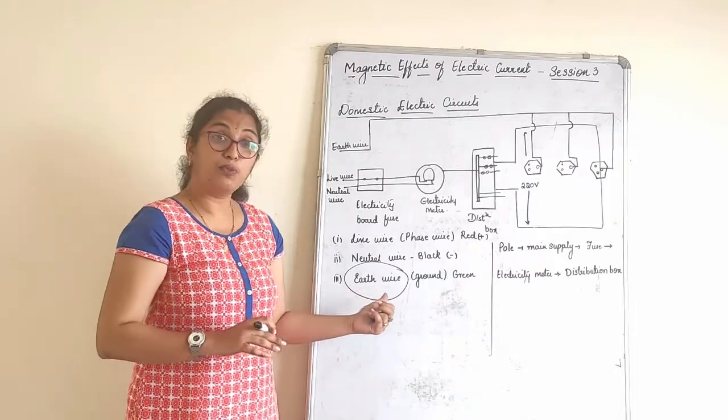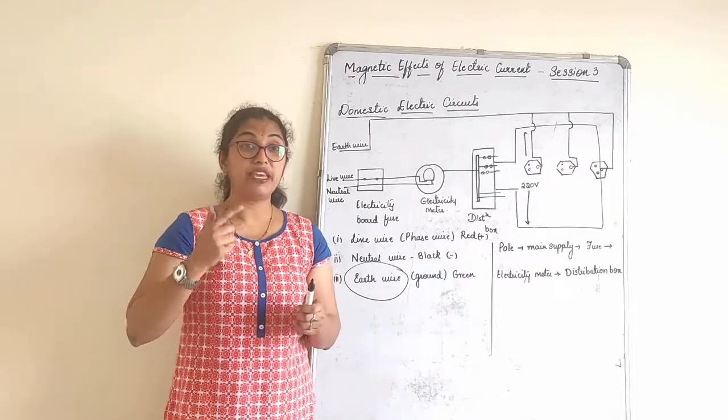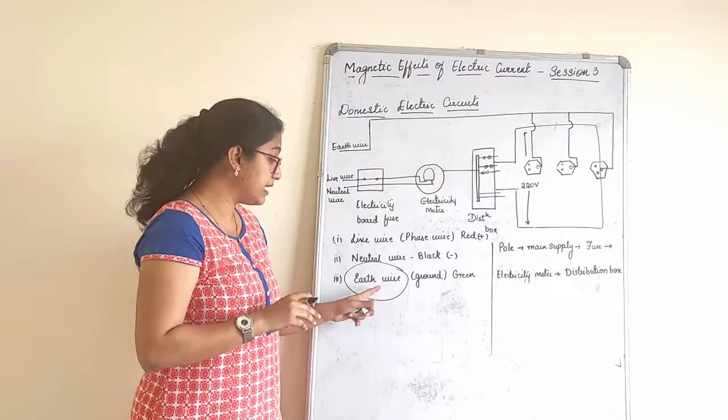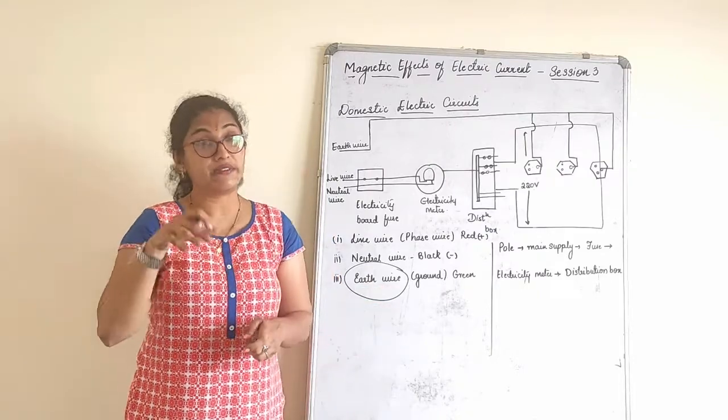There is one more point. See, only your heavy appliances will have a 3-pin plug, where the last main pin is nothing but the earth wire which is connected.